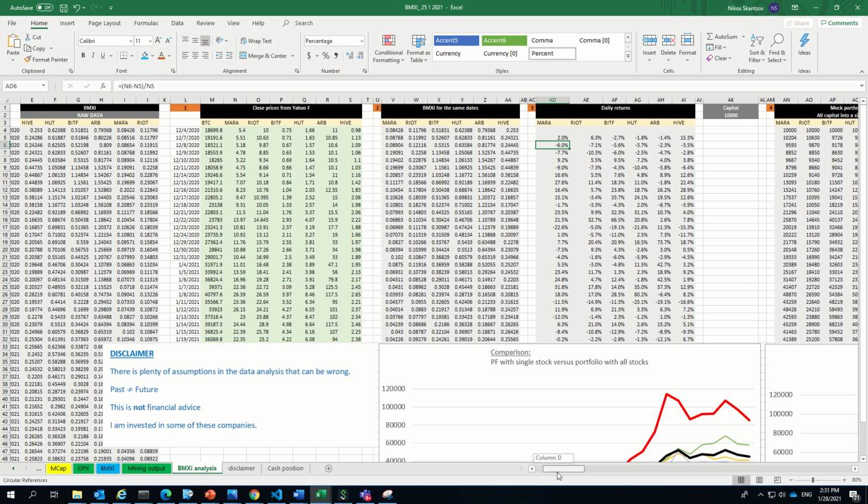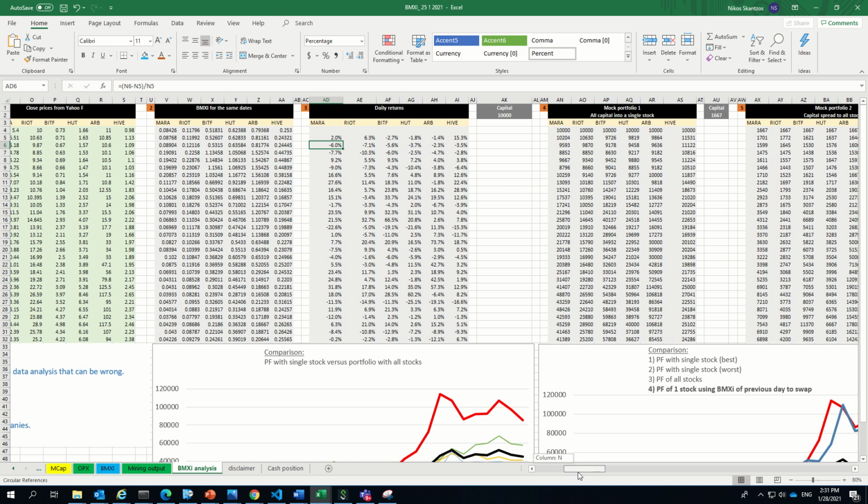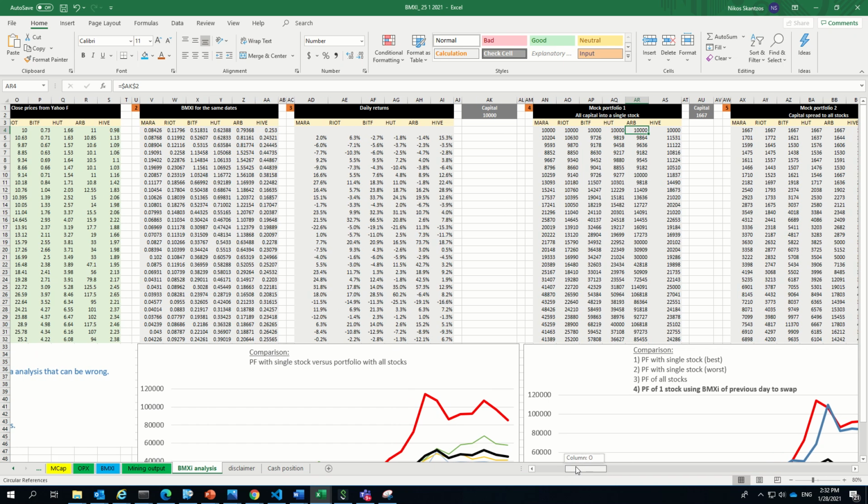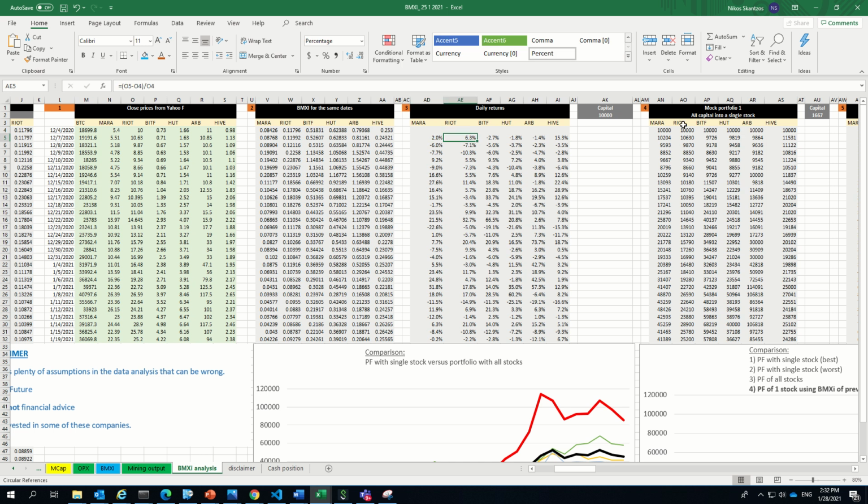The first thing I wanted to do is have some kind of reference, some kind of baseline measure of where I would stand and how I can measure whether my BMXI works or not. So I assume that I start with a capital of, let's say, 10,000 hypothetically, and I made one portfolio where hypothetically I put all my money into either Mara, Riot, BitF, Hat, Argo, or Hive. So all of it is here. And by using the daily returns I computed here, I started compounding that 10,000 day by day and see where it would finish.